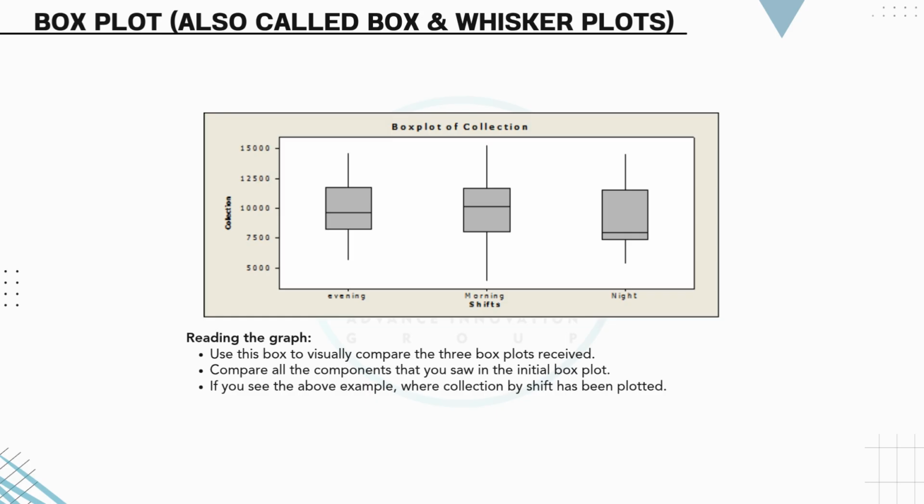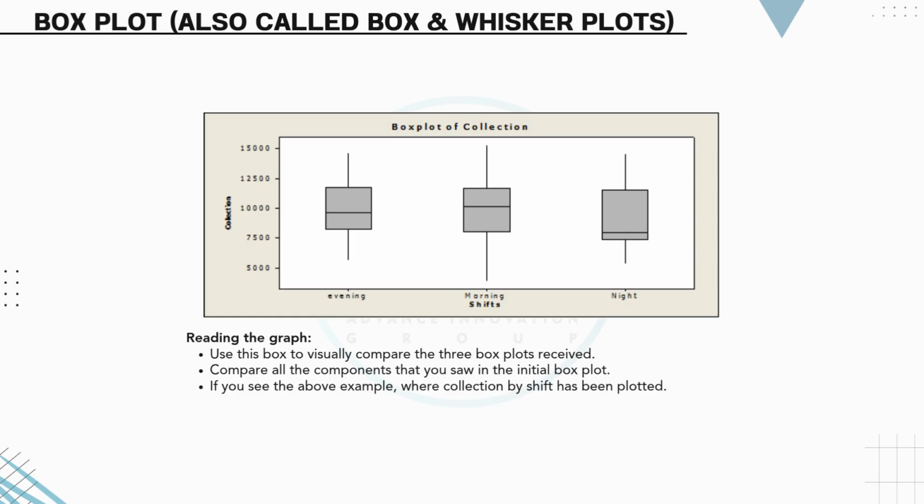We can visually compare the shifts. Which shift has the highest median? Which one has more spread or variability? Are there any apparent outliers? In this example, we can quickly compare how the collection metric behaves across different work shifts.